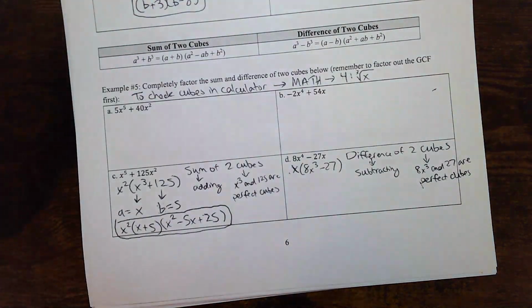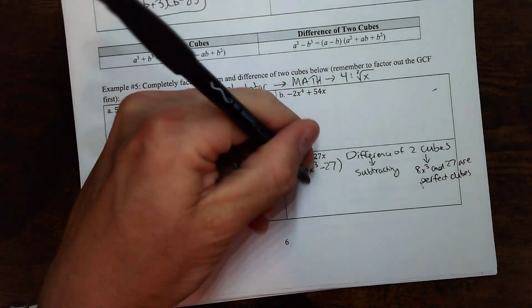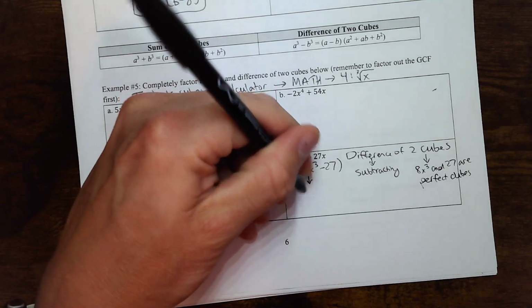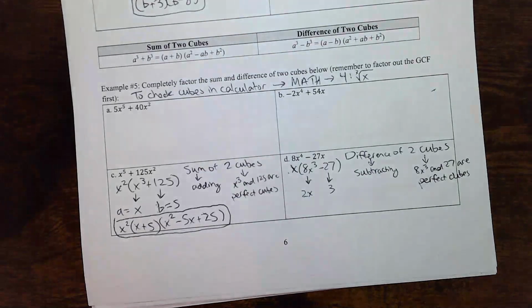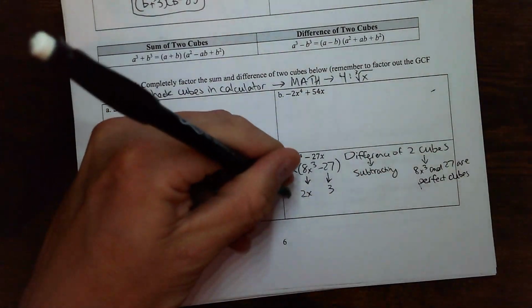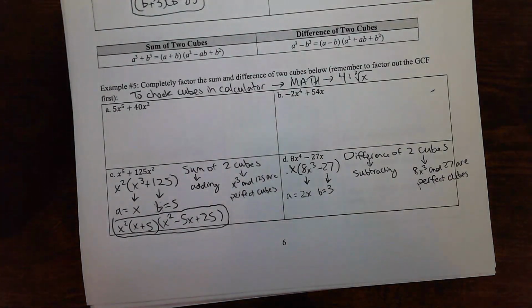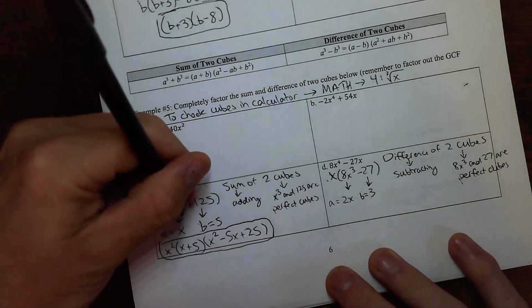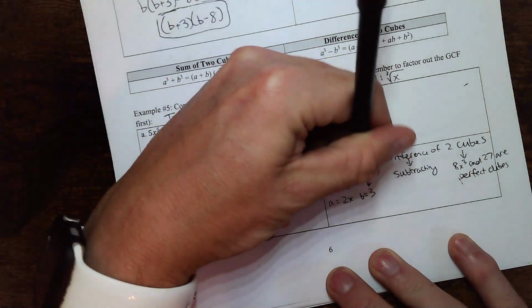So we're going to find the cube root of this. So the cube root of 8x cubed, it'd be 2x. The cube root of 27 is 3. So A equals 2x, B equals 3. Okay. Let me make a little note here. Cube root. Okay.